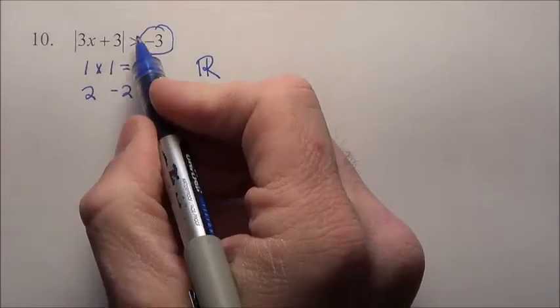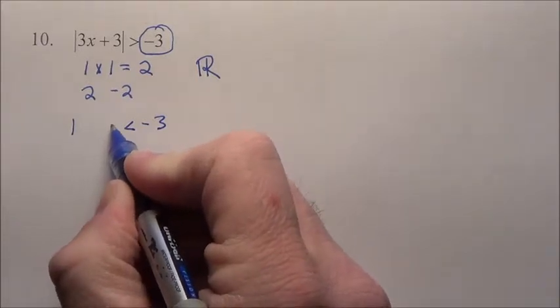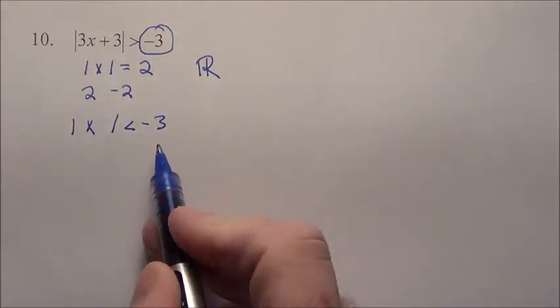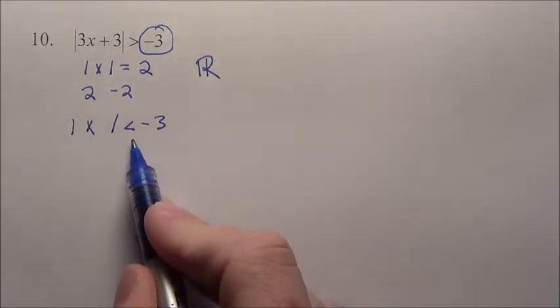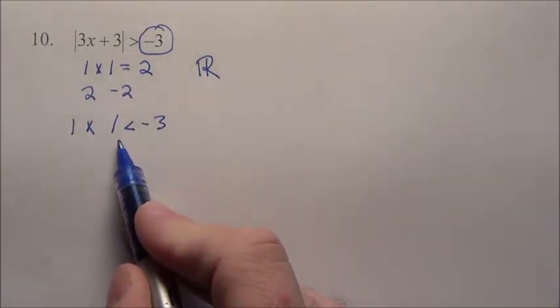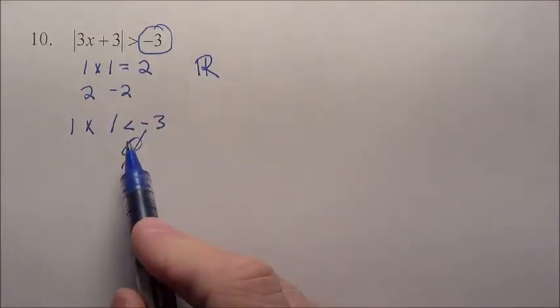Now, if this had been a less than symbol, if it had been the absolute value of whatever, less than negative 3, we're always going to be positive here. And positives can never be smaller than negative 3. That would be a situation where you say, hey, it's a null set, nobody works. These, again, are special cases.